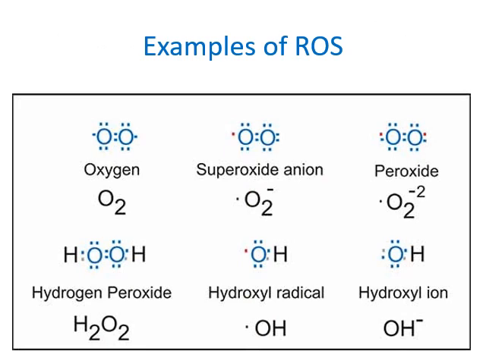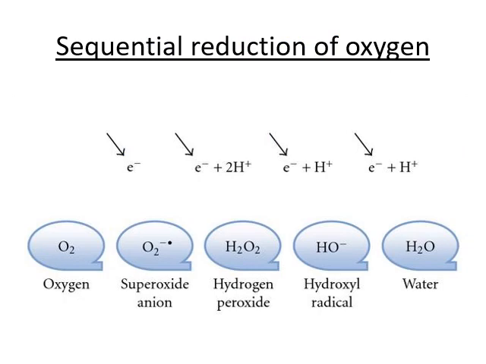Again, examples of reactive oxygen species: superoxide anion, peroxide molecule, hydroxyl ion, and so on. Now this figure shows the sequential reduction of oxygen, and as I have said already, the partial reduction of oxygen is responsible for the production of free radicals like superoxide anion, hydrogen peroxide, hydroxyl radical, etc. The partial reduction leads to the generation of free radicals in the human body.